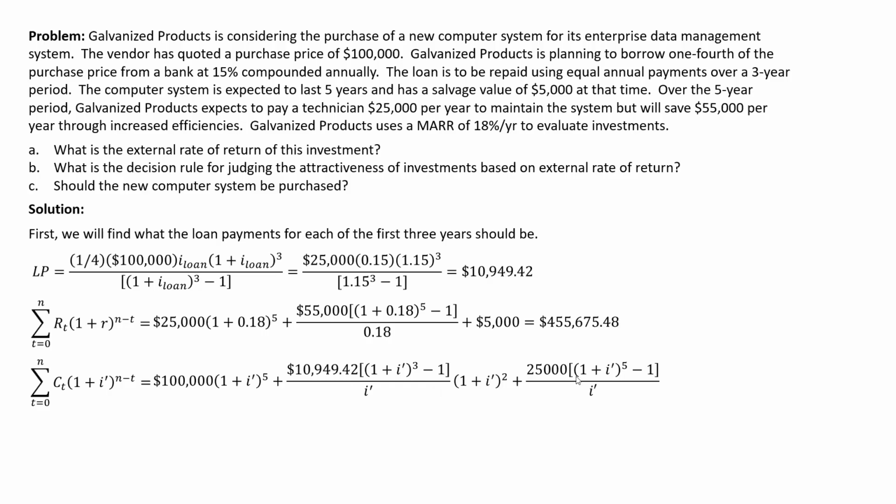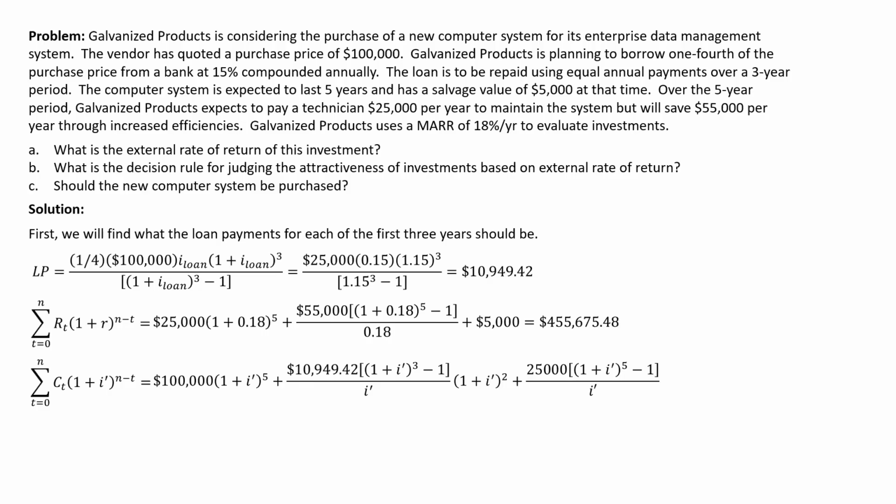Oh, every year, t equals 1 through 5, you are expected to pay a technician $25,000, right? So that $25,000 recurring at every one of those years is projected to t equals 5 using this formula. All right. Okay.